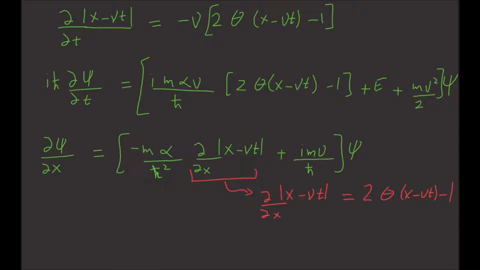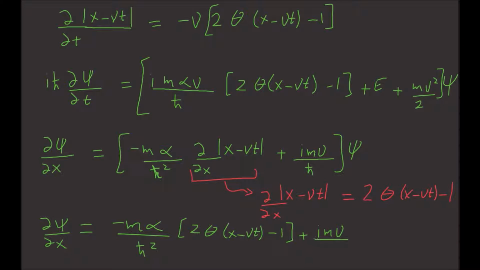So now let's simplify this a little bit further. So this is the x derivative of psi. So now we have minus m times alpha divided by h bar squared times 2 times theta of x minus vt minus 1, close brackets, plus i m v divided by h bar, and of course all of this times psi. Alright, so one more step. Let's take a second derivative with respect to x.